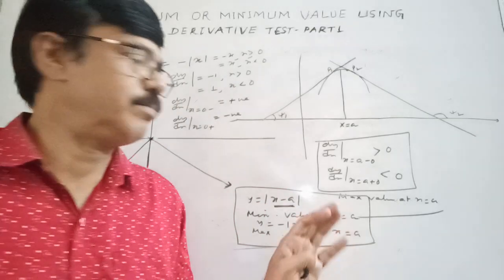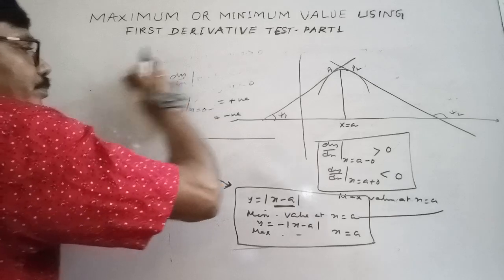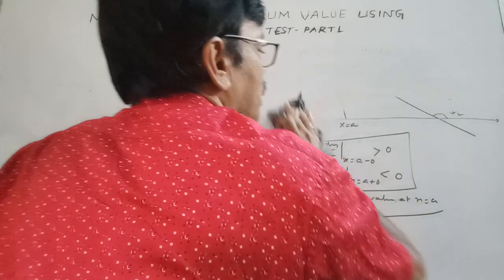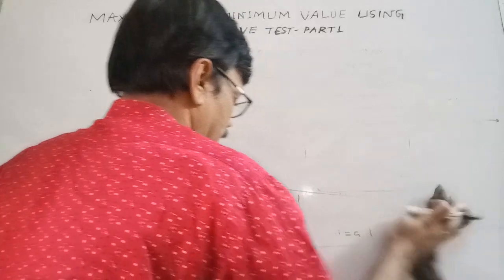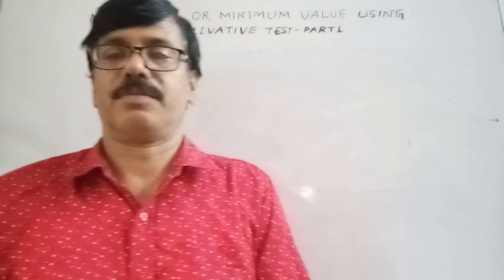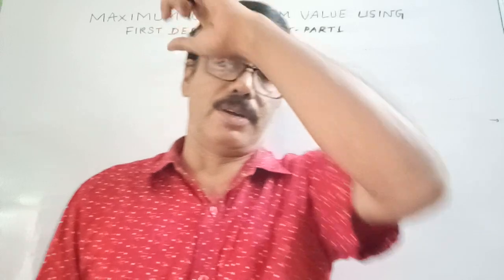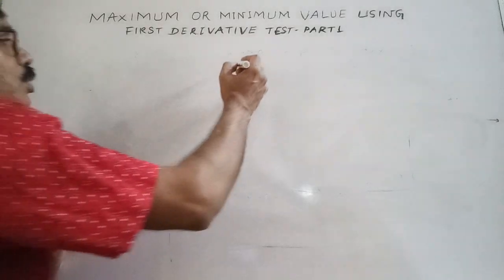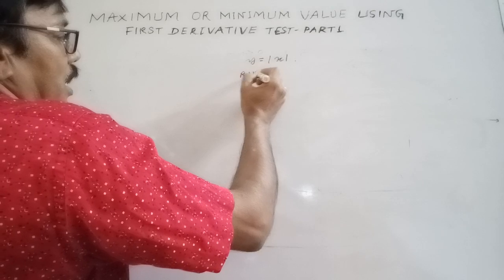Now, sometime in exam, one problem is asked. So, what is the problem? Give an example for which derivative does not exist, but it has extreme value, that is maximum or minimum value. So, you are getting the answer. So, y equals to modulus function. Now, derivative does not exist.